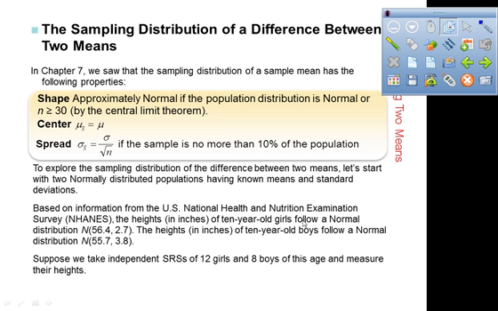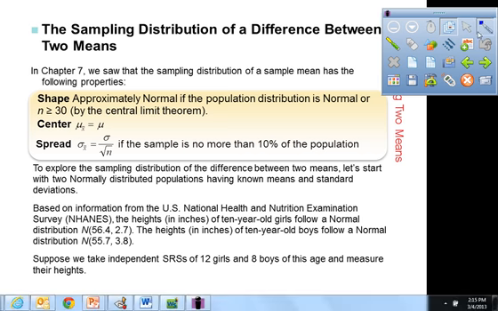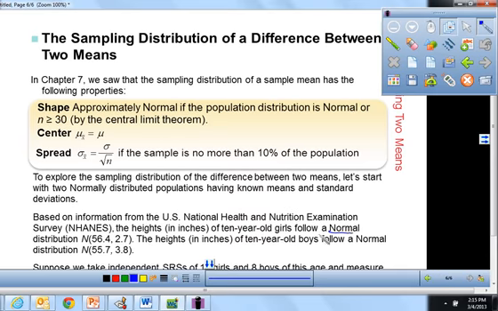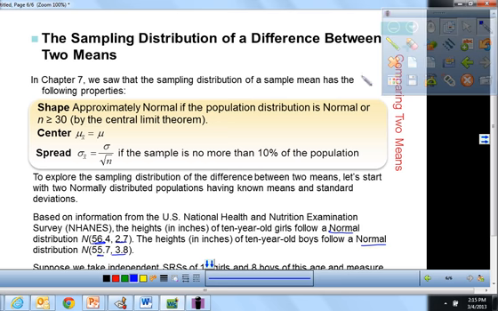And based on that information, they let you know that the girls follow a normal distribution. So this is important information. They follow a normal distribution with a mean of 56.4 and a standard deviation of 2.7, and then the boys follow a normal distribution with a mean of 55.7 and a standard deviation of 3.8.